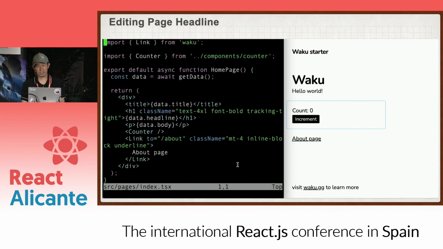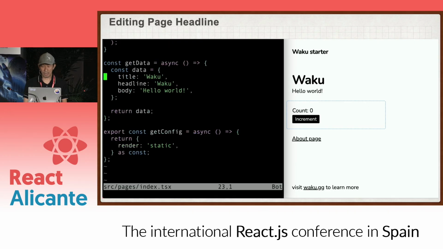Open src/pages/index.tsx in the editor. You can use your favorite editor. Find the headline Waku, replace it with Waku2, and save the file. You'll see the change in the browser. No refresh is required. The browser updates automatically.